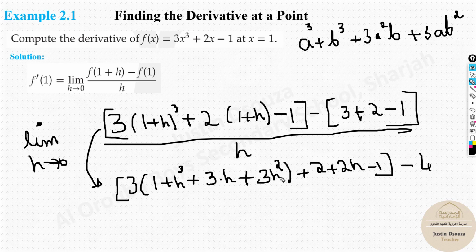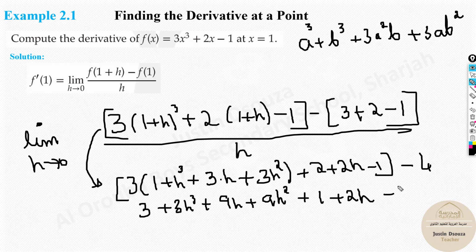It's going to be, here you can't simplify. Let's multiply the 3 inside. It'll be 3 plus 3h cube plus 9h plus 9h square plus 2 minus 1 is 1. So I'm going to solve this directly. 2 minus 1 is 1 plus 2h, and there is minus 4.